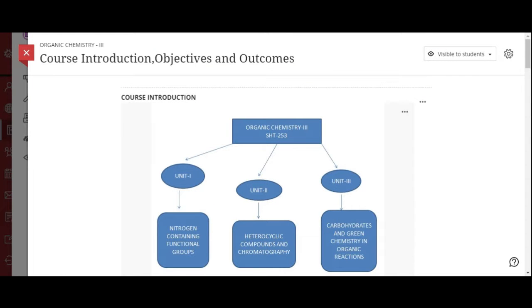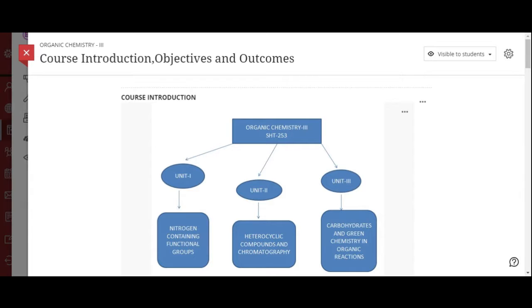Okay, so paper chromatography, TLC, HPLC, gas chromatography, these are the techniques that come under Unit 2. And after that, Unit 3: in Unit 3, carbohydrates and green chemistry in organic reactions are there. In carbohydrates, the types of carbohydrates, monosaccharide, disaccharide, polysaccharide, oligosaccharides, all the study of carbohydrates.